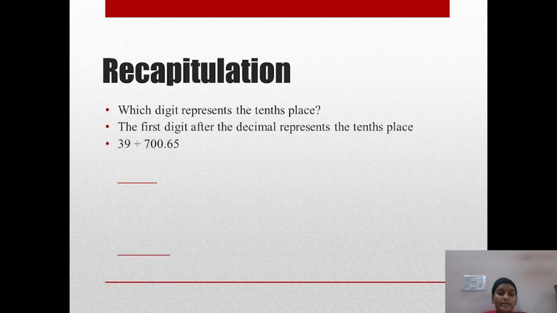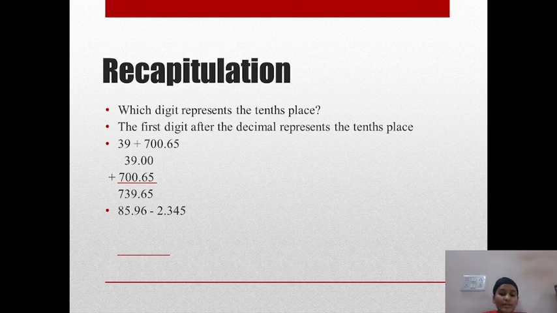Now can you add this? How did we add in the first part? 39.00, right? We add 00 because in the 10th and the 100th place there is 65. 700.65. So that is the reason we add, and then we simply add the sum and we get it as 739.65. Now let us see for subtraction.